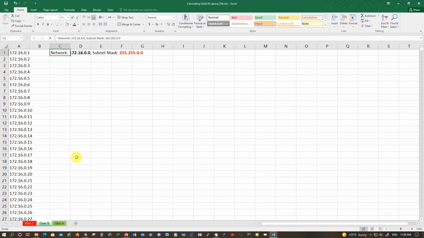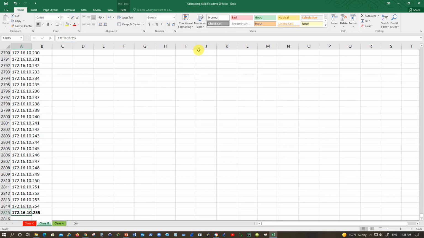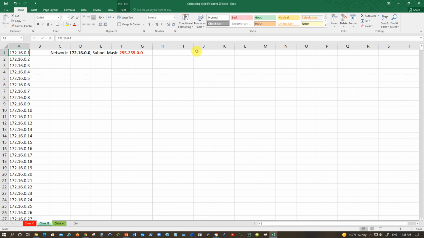Supposing you were supposed to note down 65,534 valid addresses, you have to keep dragging. But for your convenience, I have made a list of close to 3,000 addresses. You can see here, Control down arrow will take me to the last one, 2815. Control up arrow will take me to the first one.